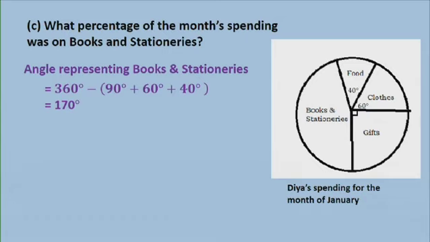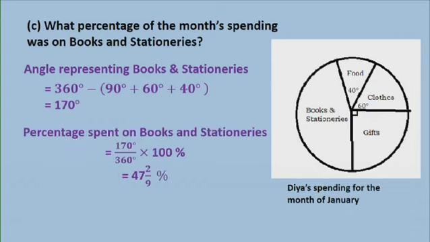Now the percentage of the month's spending on books and stationeries will be 170 degrees over the total, that is 360 degrees, times 100%. And after simplification, I get 47 2/9%.